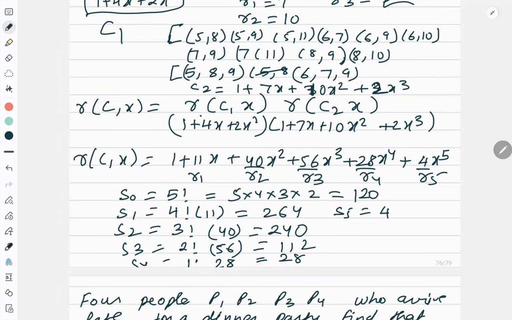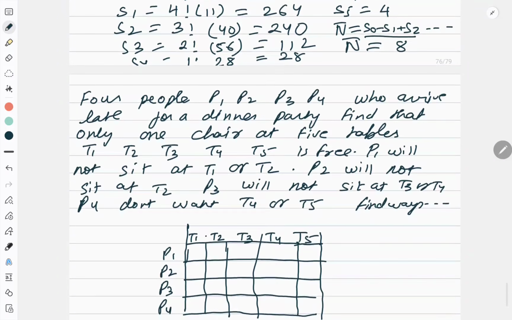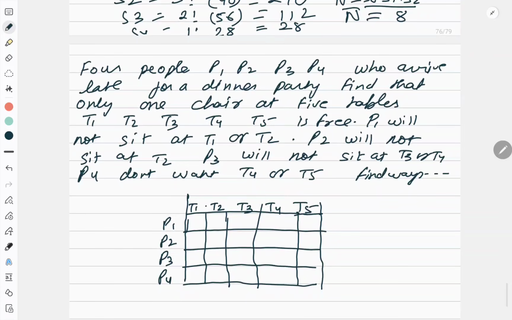Now what you do, you substitute all these values in the formula of n complement, S0 minus S1 plus S2 like this. So when you put all these values, you will get that n complement is equal to 8. So 8 ways this job can be done. So I hope you understood this question. Now same way we have one more question. Again the restrictions, constraints are given. So now I will solve this question partially. Rook polynomial we have already practiced a lot.